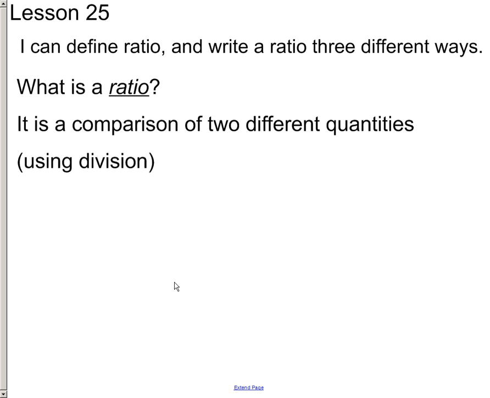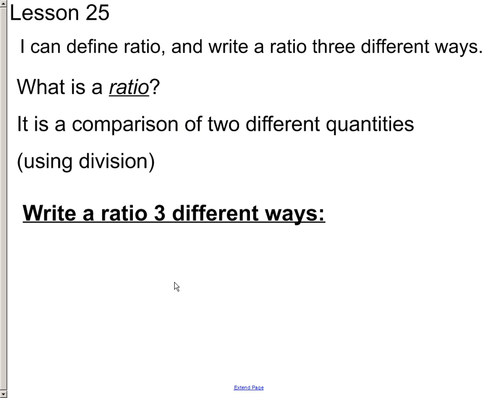Now, a lot of times we'll know what those numbers represent, but that comparison always uses division. And because it uses division, that means we can write a ratio as a division problem. So this would be read not as 2/3, but we would just say 2 to 3. We can also literally write that out, 2 to 3.